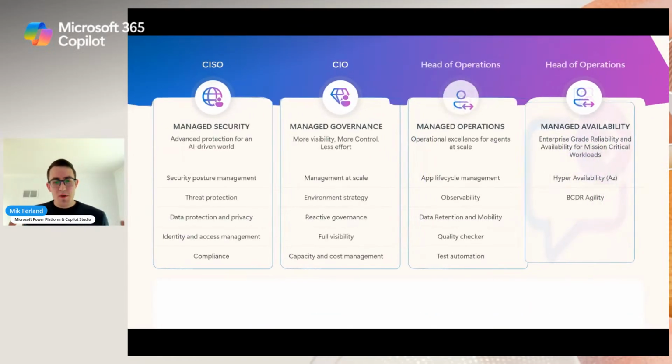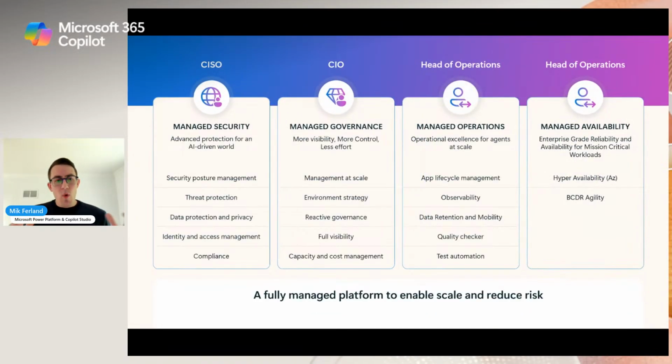And really, with these personas in mind, that's how we've organized the full collection of security, governance, and operational features that we have in the Power Platform. So it results in these 4 pillars. The first one, managed security. We're going to talk a lot about that today, which has to do with everything about securing data in this new AI-driven world. We have managed governance, which definitely caters to the CIO personas of this world.